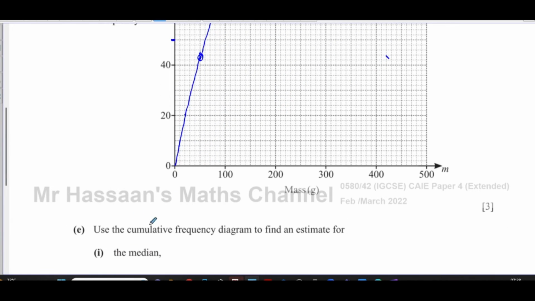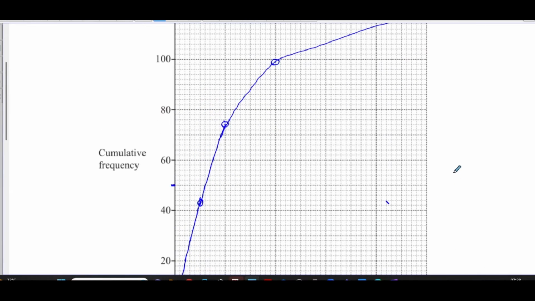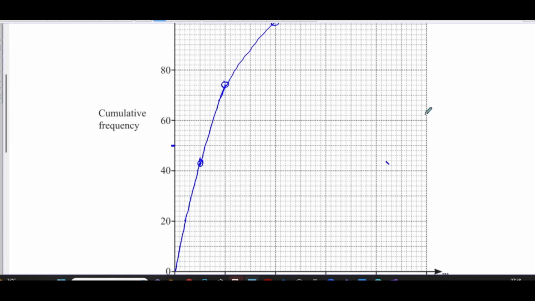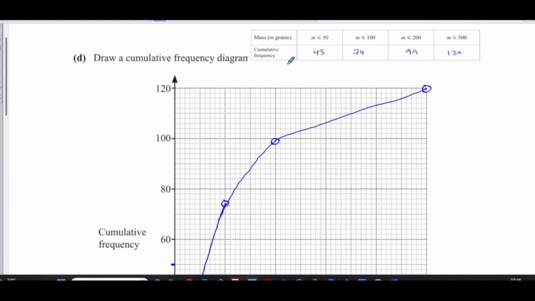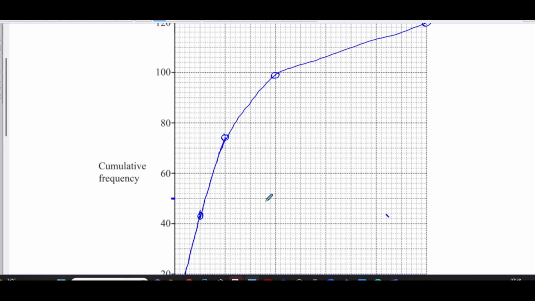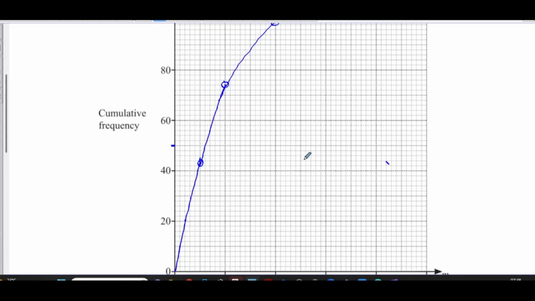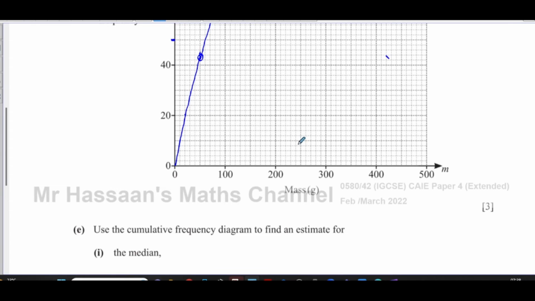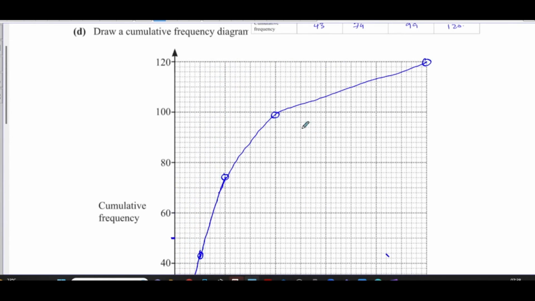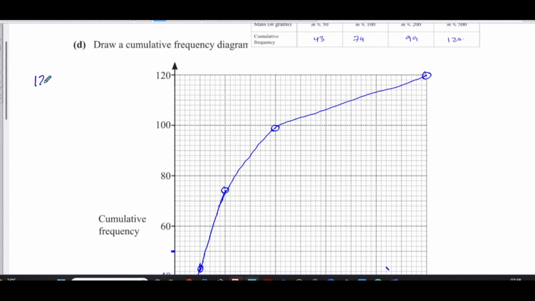Then it says, use the cumulative frequency diagram to find an estimate for the median. Now, the median is the middle value when things are placed in order of size. Because we're dealing with grouped data, we don't know the exact values of the data and it's all estimated. So we're going to take the total number, which is 120, and divide it by 2, which gives us 60. So we're looking for the 60th term. We're not bothering about there being two middle terms, because we're just doing an estimate here.